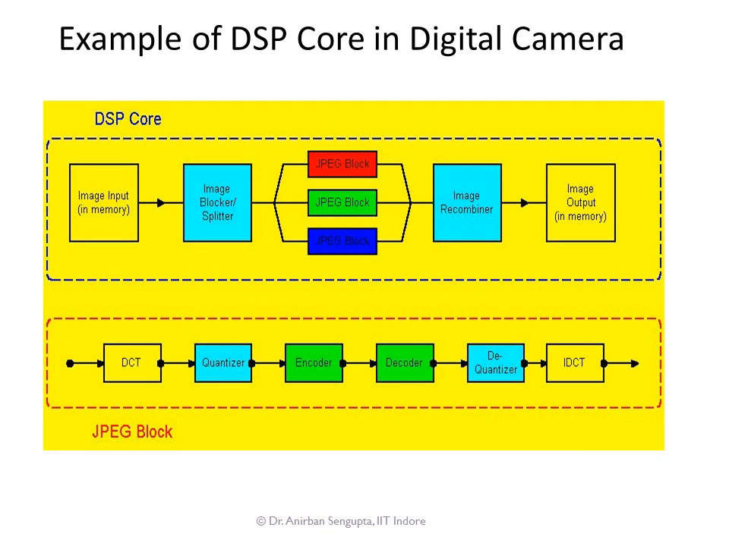An example of a DSP core in a digital camera: we have the input image stored in the memory, which then passes through an image blocker and splitter, then through a JPEG for 3 different colors, RGB, and then we have an image recombiner, and again we get it back into a memory. So we have a DCT, which is the discrete cosine transform, responsible for converting a spatial image into a frequency image, and then we have quantization followed by encoding, and then at the decompression stage we have a decoder, dequantizer, and an IDCT, which converts it back into spatial or time form.